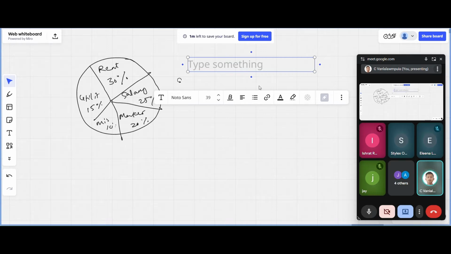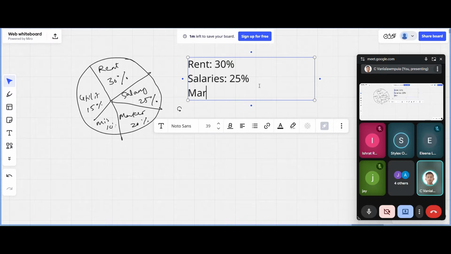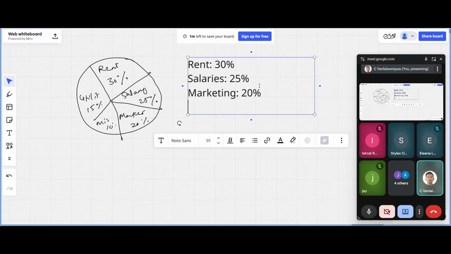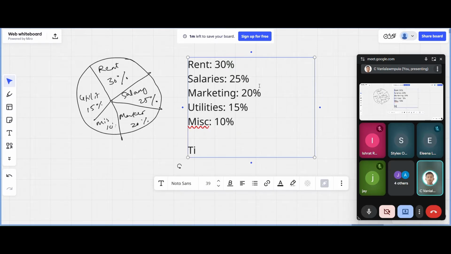Pie chart based questions. Rent is equal to 30%, salaries is equal to 25%, marketing is 20%, utilities is 15%, and miscellaneous is 10%. So you just add it up. Total is 100%. Total has to be 100%.